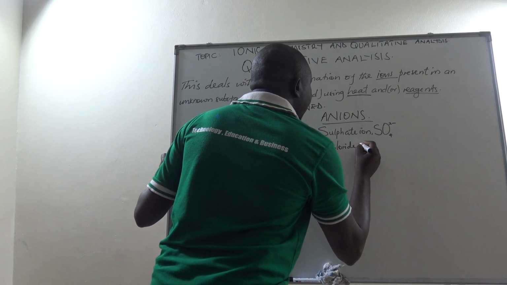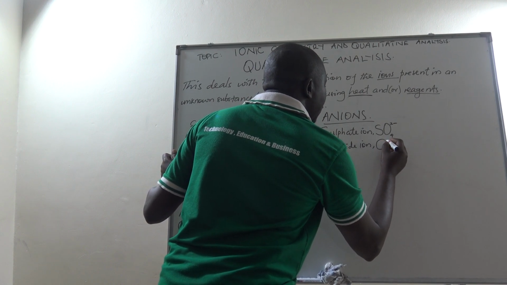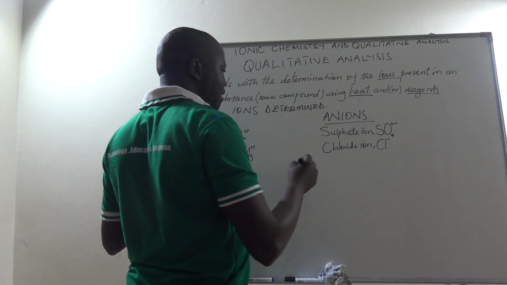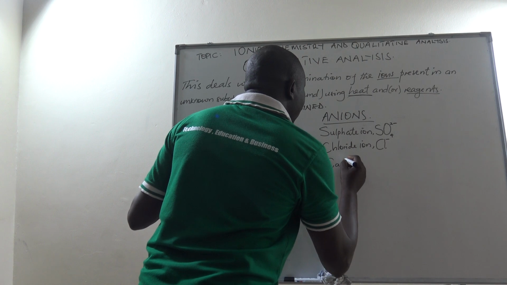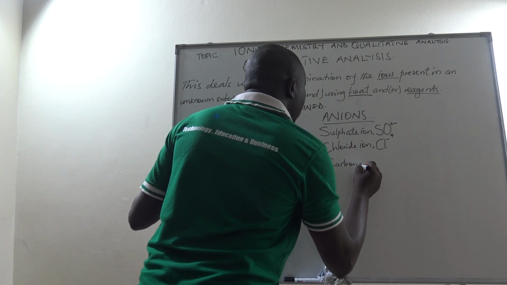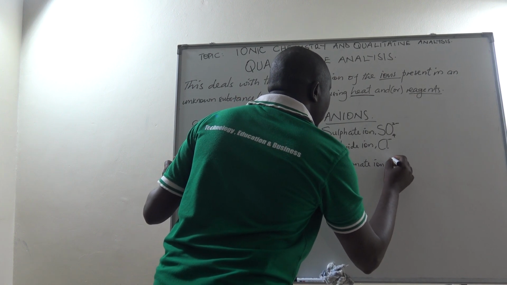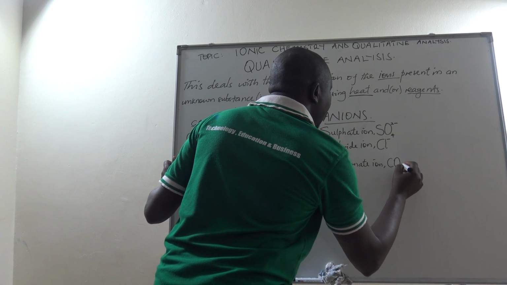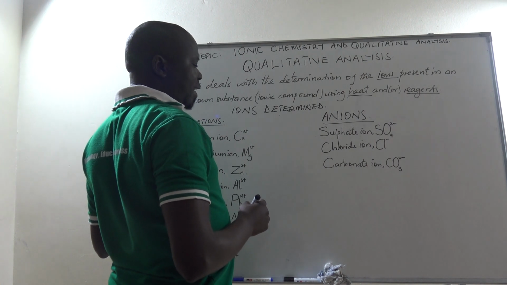I'm also looking at chloride ion, which is capital C, small l, with one negative charge. That's chloride ion. The next one is the carbonate ion. Carbonate ion, that is capital C, capital O, 3, 2 minus, that is carbonate ion.